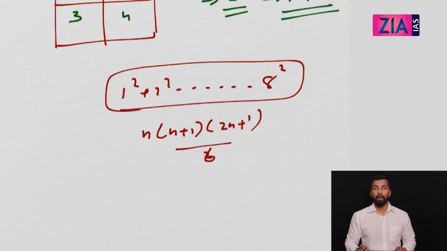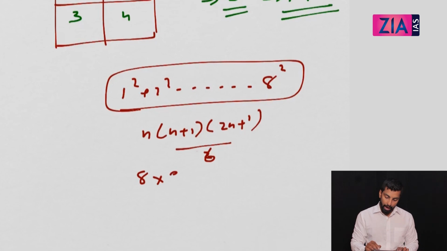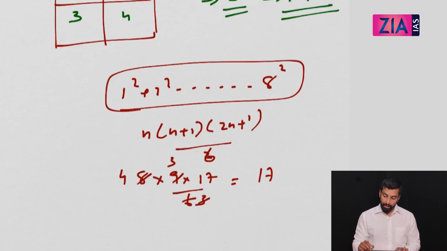We have discussed this. Now in the case of a chessboard, what is n? n is 8, so 8 into 9 into 2 times 8, 16 plus 1, 17, divided by 6. You get the answer, right? So this is getting cancelled out. This becomes 4, this becomes 3 and 3. So 17 into 12 will give you 204.